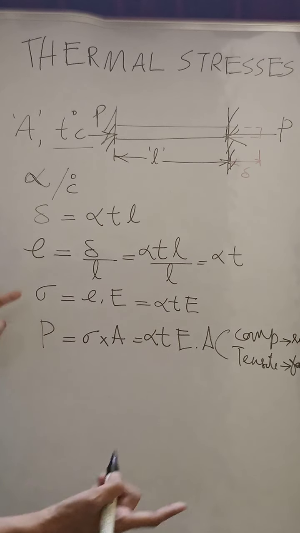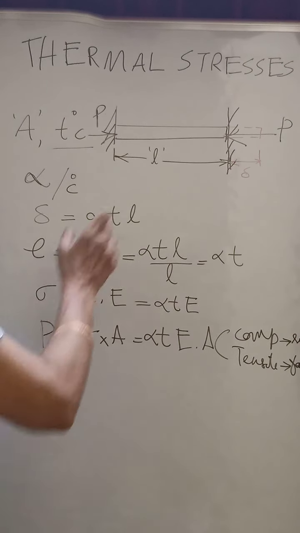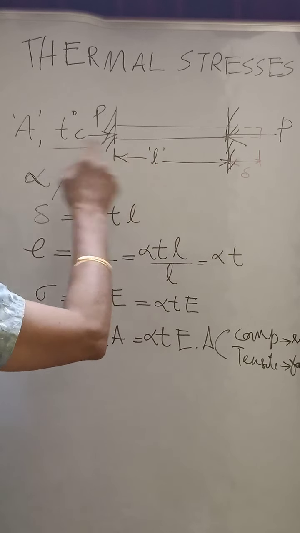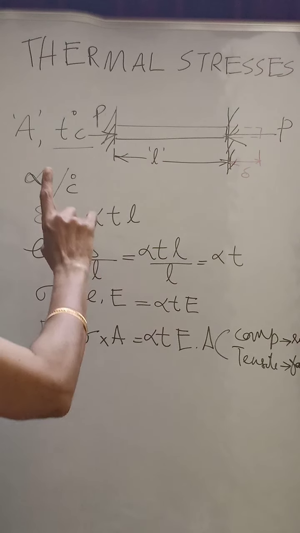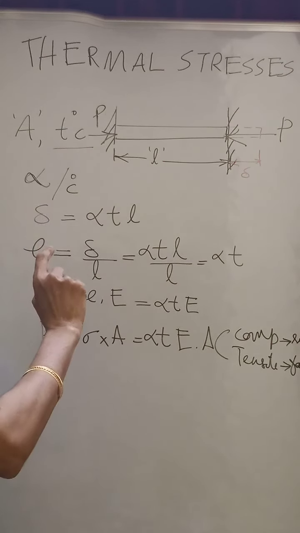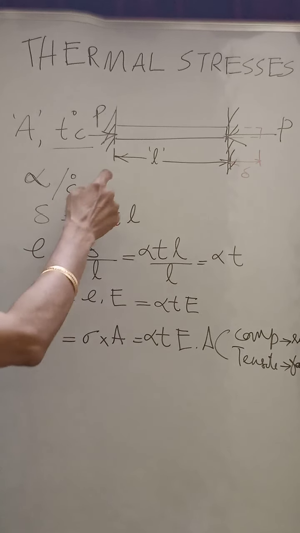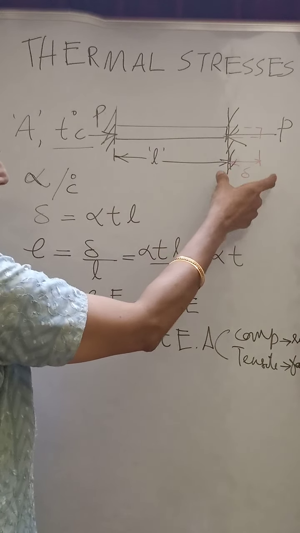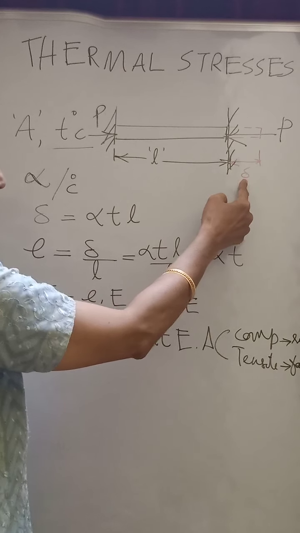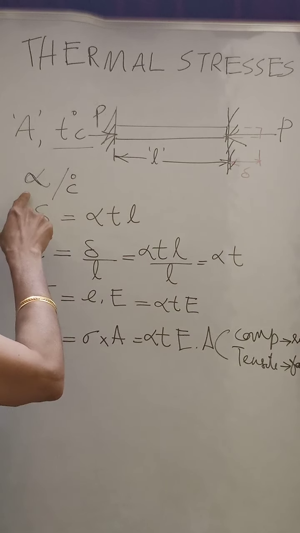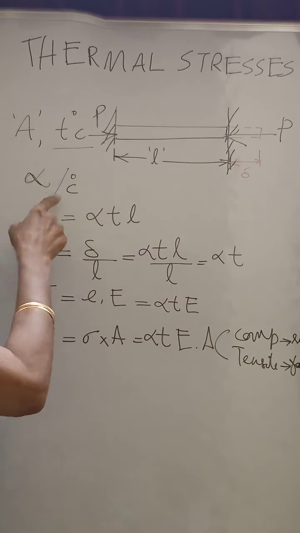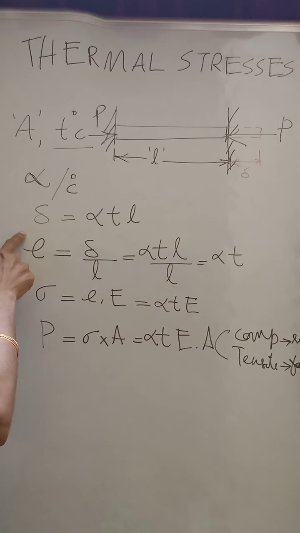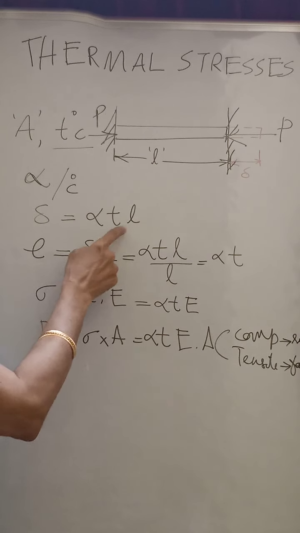I will repeat once again. We have a bar of length L and cross-sectional area capital A, subjected to a temperature change of T degree centigrade. If this bar is free to expand, it will expand by a length of delta. If the coefficient of thermal expansion of this material is alpha per degree centigrade, delta is equal to alpha into T into L.